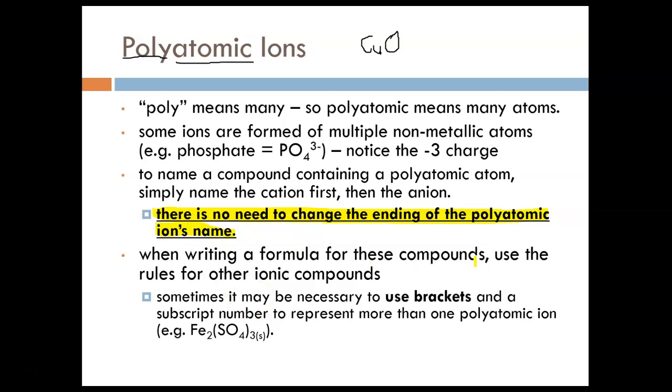When you're writing the chemical formula for these compounds, you use the same rules as we did for the other ones. The only thing that's different is it may be necessary to use parentheses or brackets if you have to use a subscript to tell me how many of the sulfates you might be using. So we use these parentheses here to tell us that there are 3 of what's inside the parentheses, though there are 3 sulfates in this case.